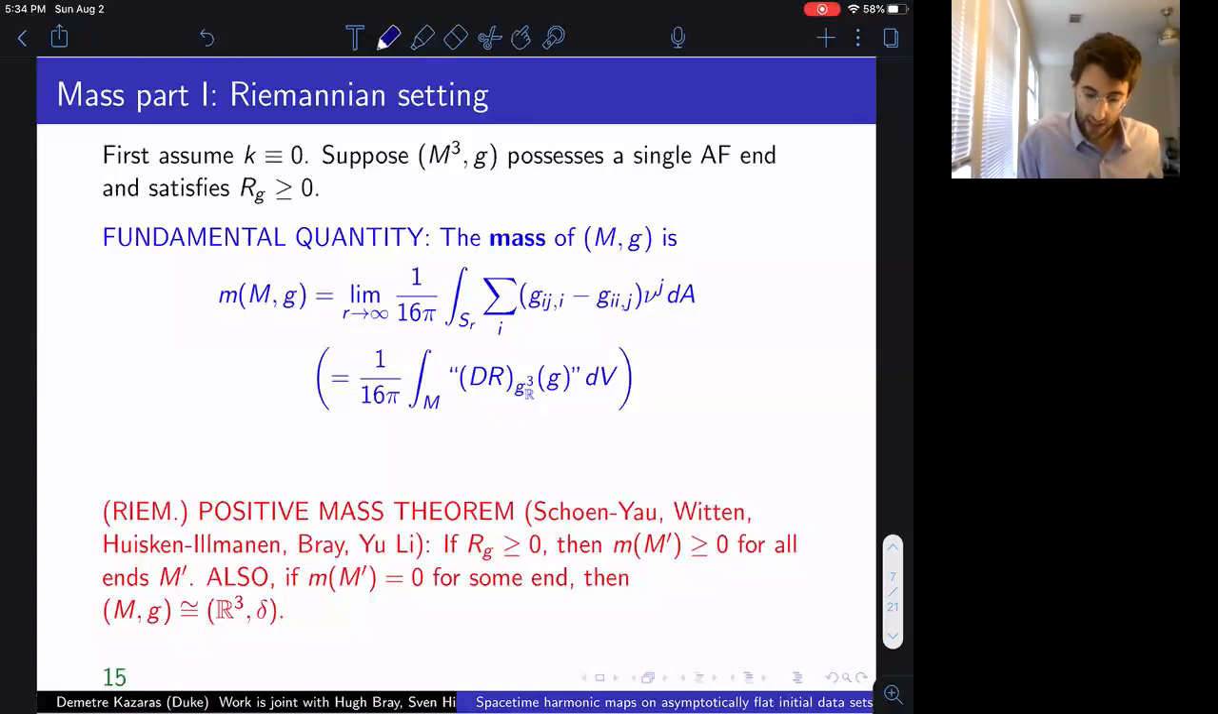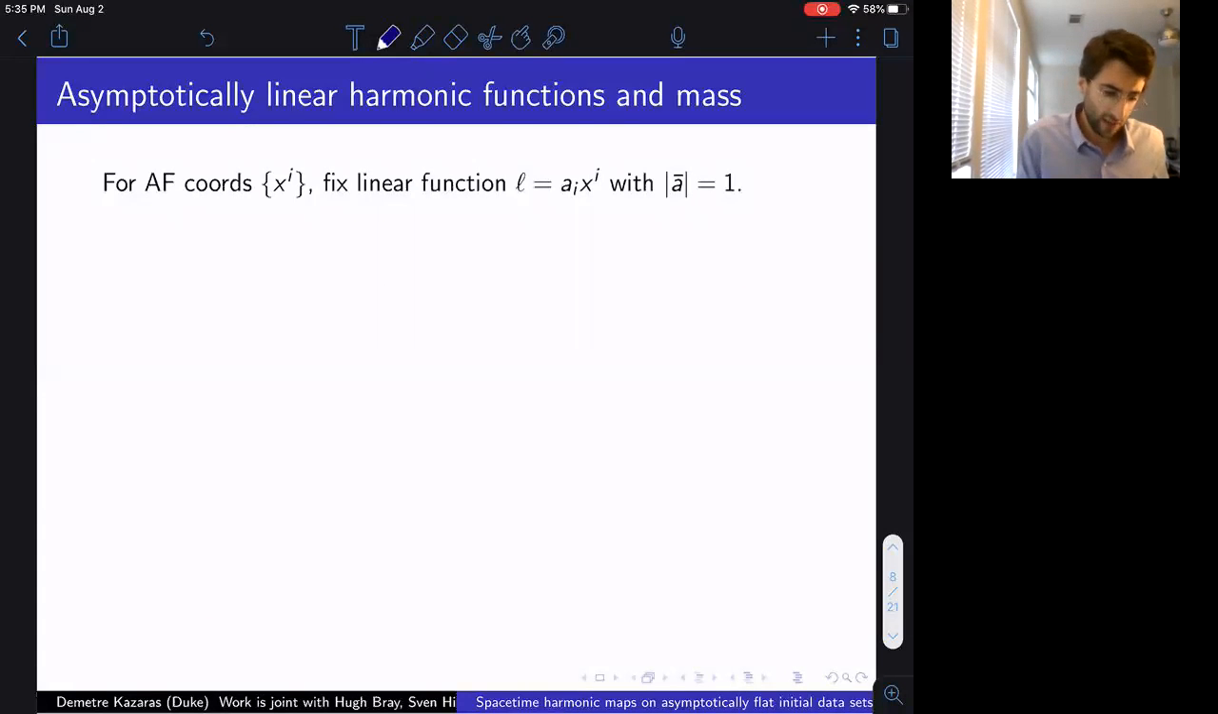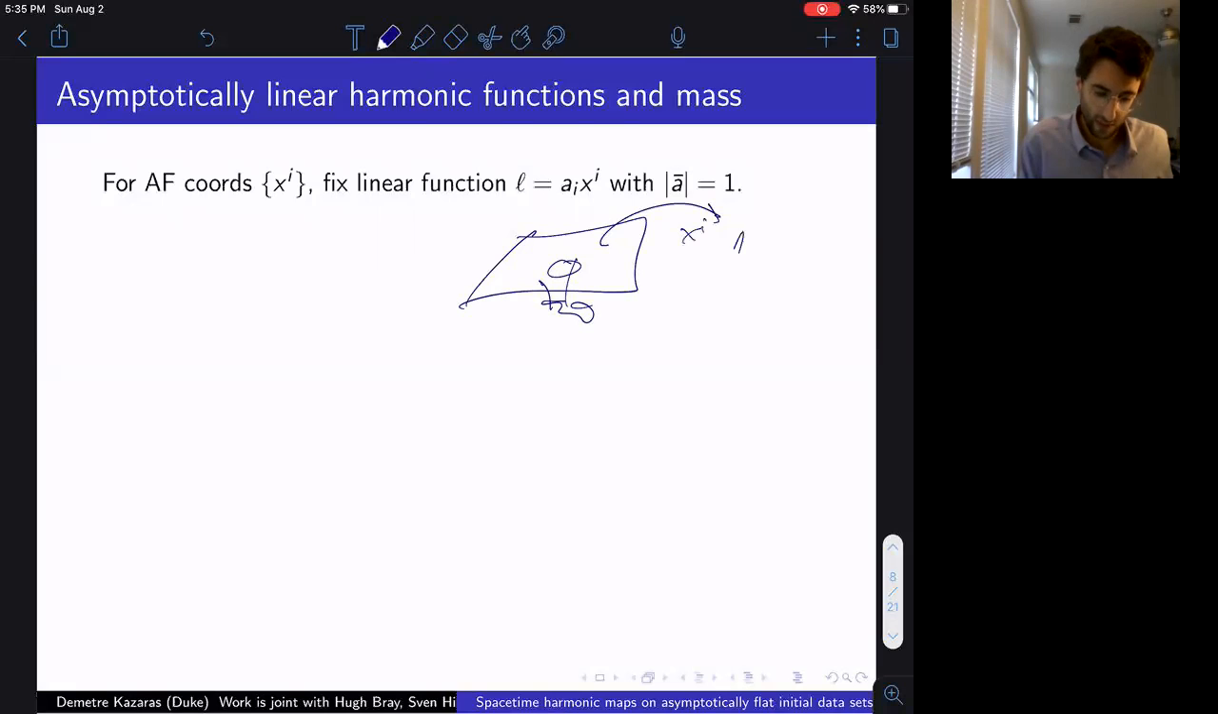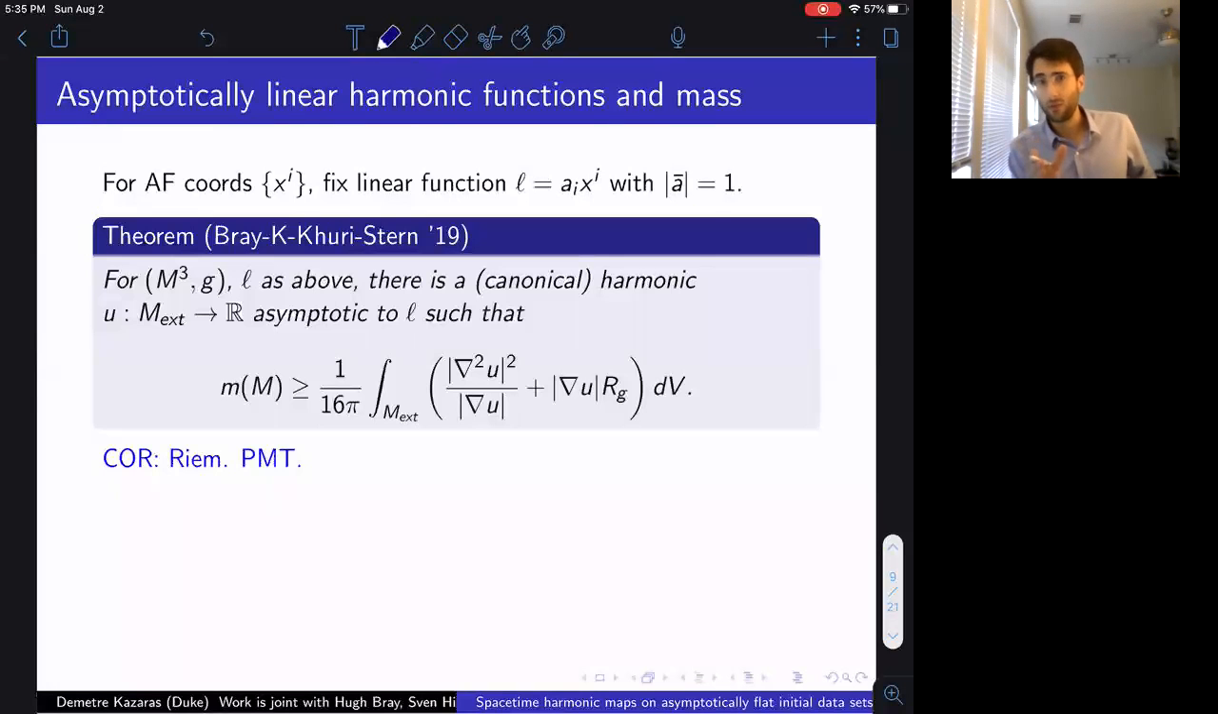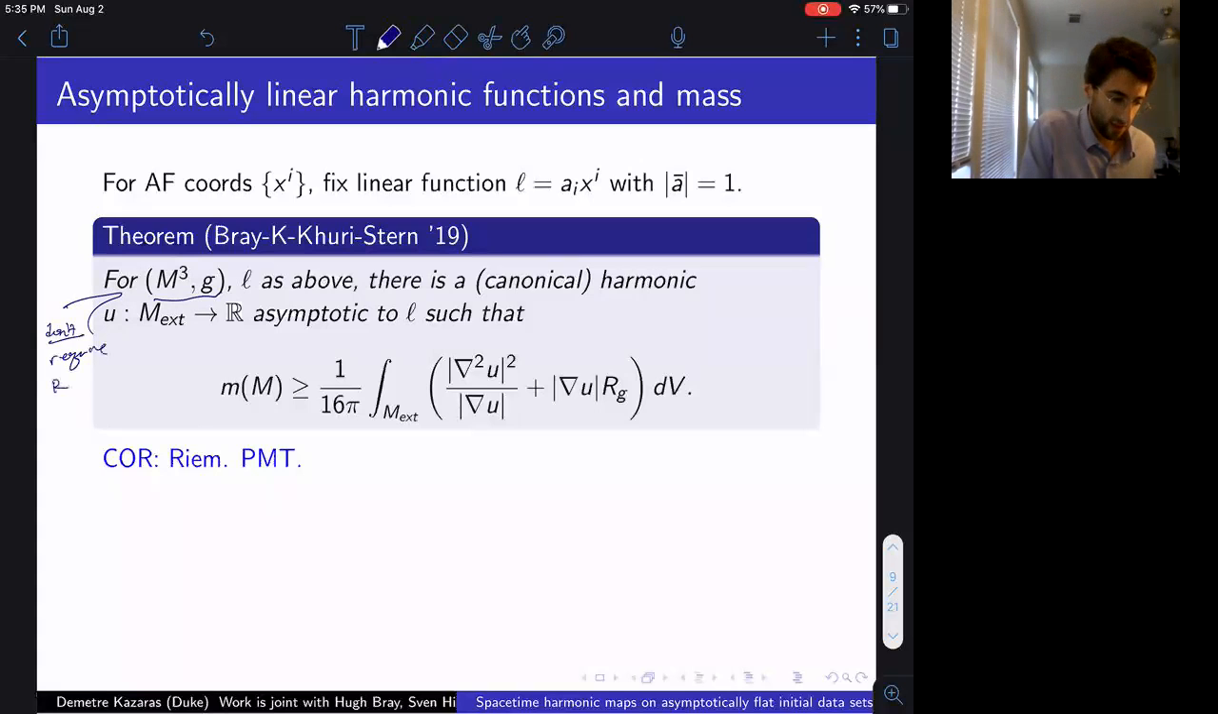Anyways, let me continue. Okay, so suppose you have your asymptotically flat manifold. Again, you have a chart at infinity. This gives you the map to R3 minus the ball. And in this chart, consider some linear function. Call it L. And for simplicity, let's just think that its derivative is norm 1. Here is what we prove. So in this situation, where you have L, you have a manifold M3, asymptotically flat. Here we don't require scalar curvature non-negative. This theorem applies regardless of what scalar curvature is.